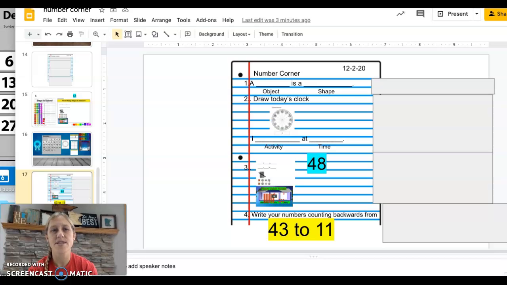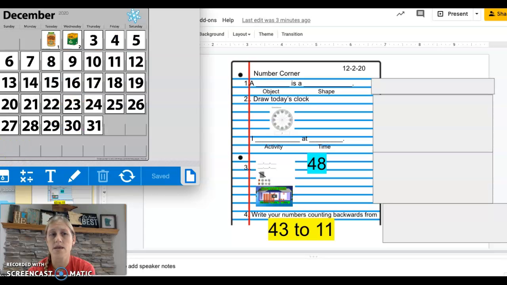So the very first thing you're going to do is write the date and number corner at the top of your paper. Next to number 1, we are going to be looking at the calendar and you are going to be writing about the object that we see.